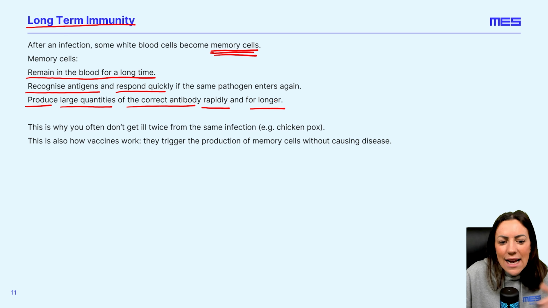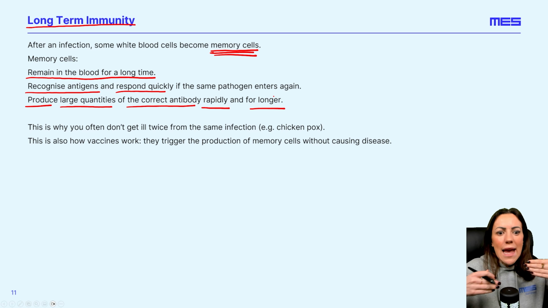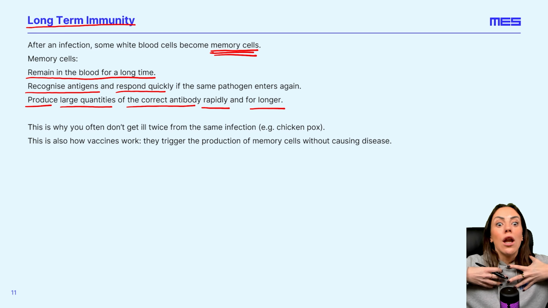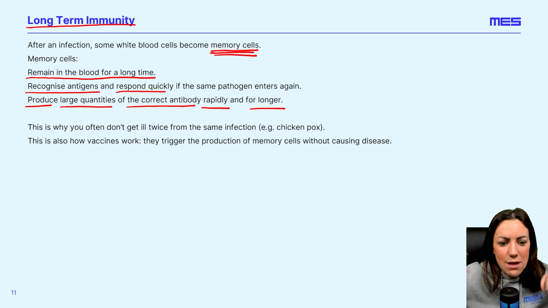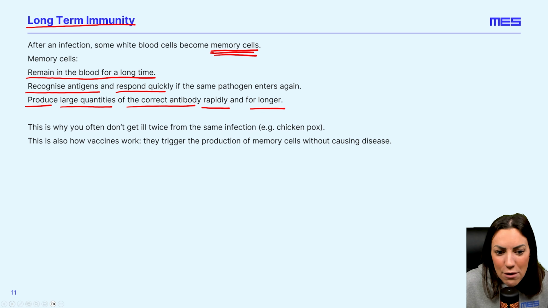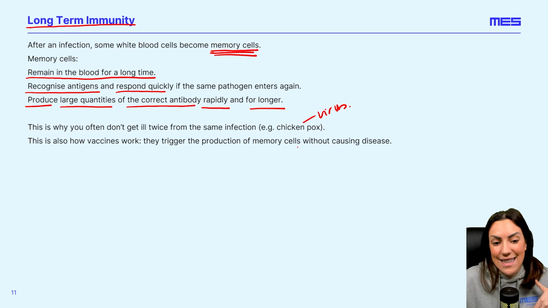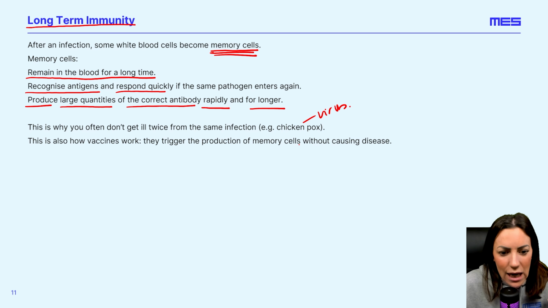Okay, so the memory cells recognize the antigen and they will be able to quickly make lots of antibodies to destroy the pathogen. It's all about the speed of the response. It's a much faster response. So this is why you often don't get ill twice from the same infection. So for example, you probably had chickenpox once. You created memory cells that recognized that viral antigen, because chickenpox is caused by a virus. And then when you get infected again later on in life, you can quickly make lots of the correct antibody to destroy that virus. This is also how vaccinations work.